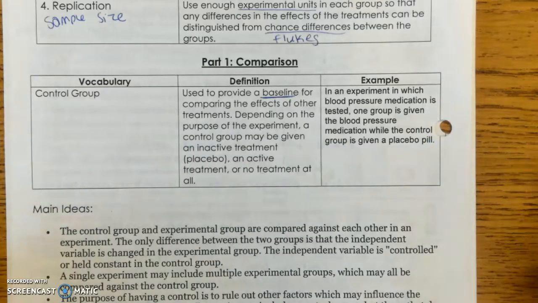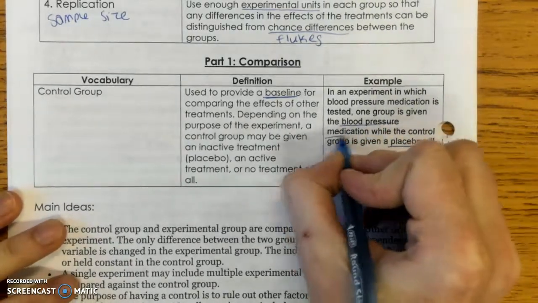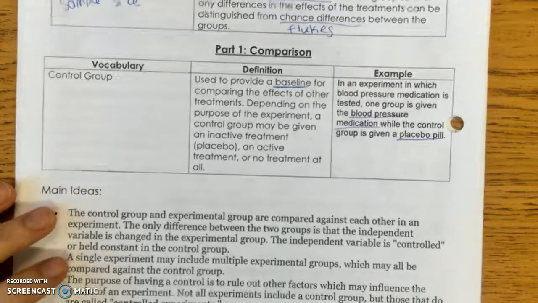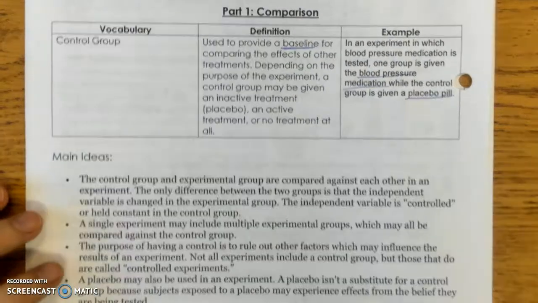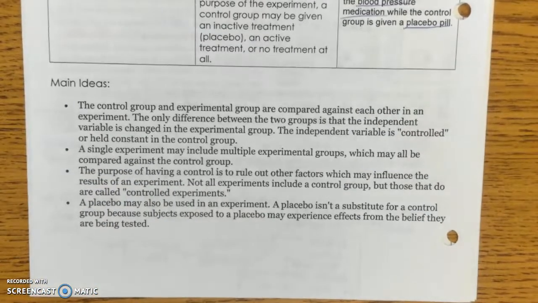So here's our example. In an experiment in which blood pressure medication is tested, one group is given the blood pressure medication while the control group is given a placebo, right? So you're comparing the effects of the group with the placebo with the effects of the control group, I'm sorry, with the effects of the blood pressure medication group. So here are our main ideas with comparison.